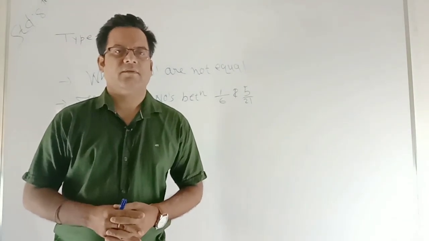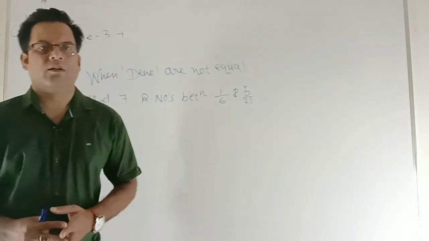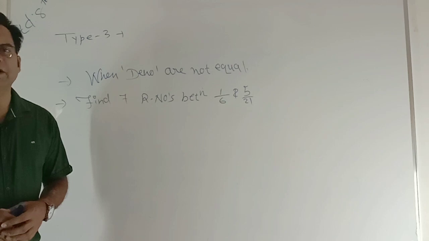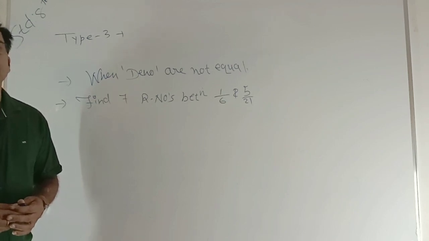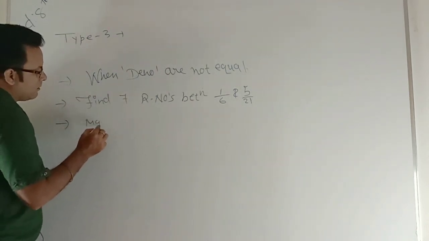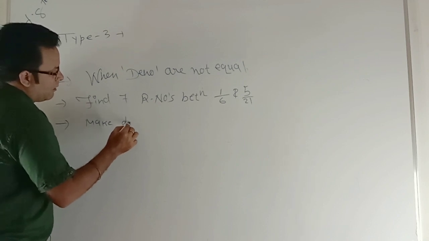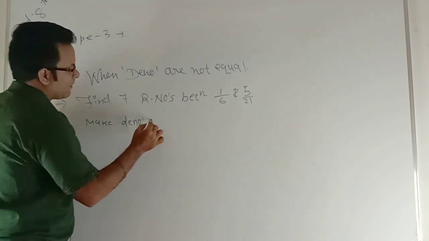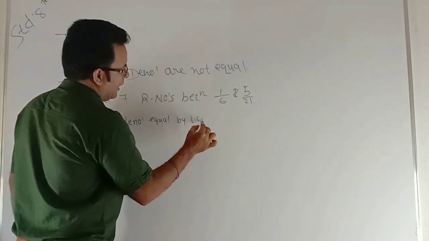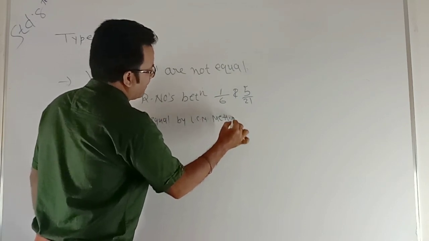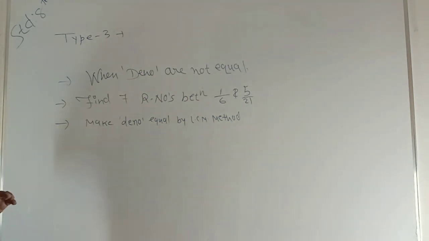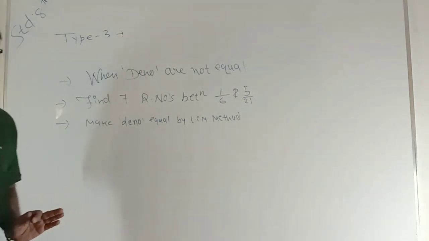Students, in this case, when the denominators are not equal, you have to first of all make your denominators equal by LCM method. So step number 1, make denominator equal by LCM method. You have to use here LCM method to make your denominator equal.